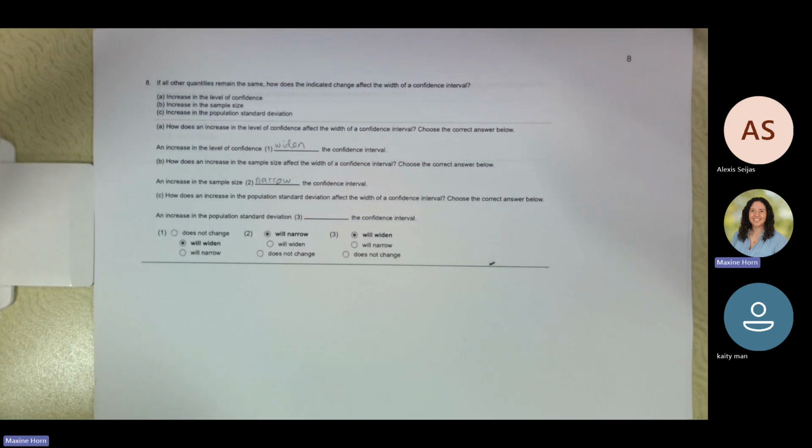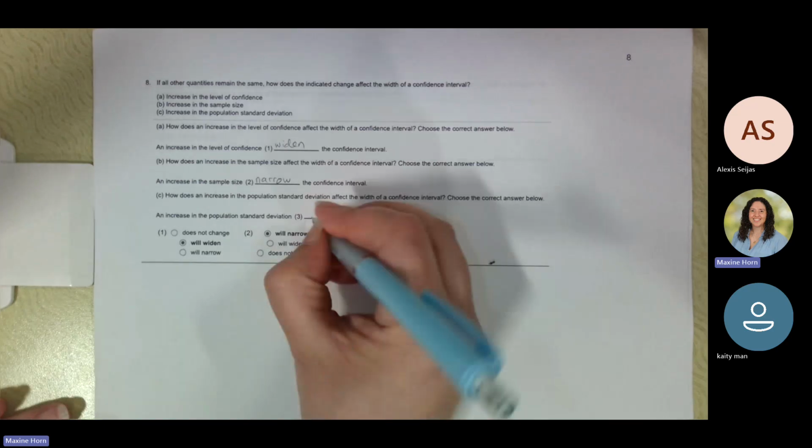And then an increase in the population standard deviation. Okay, so we have to go back and remember, well, what is population standard deviation? It's how the population is deviating from the mean. Is there a lot of deviation from the mean? Is there a little deviation from the mean? If we have a lot of deviation from the mean, then we're going to have a wider interval because there is a wider deviation.